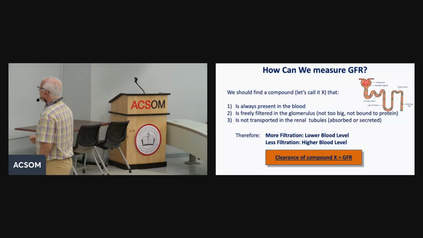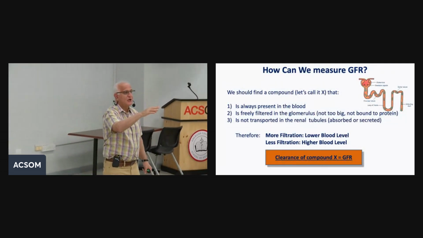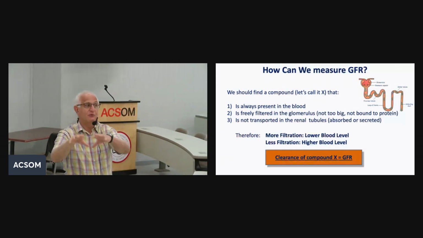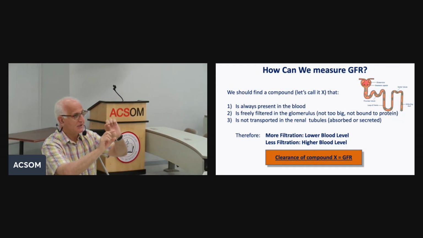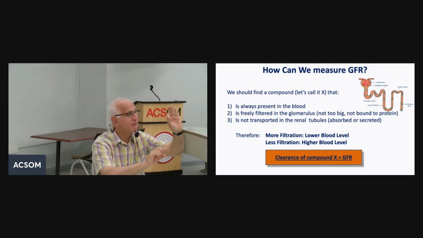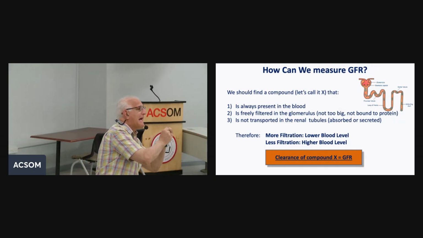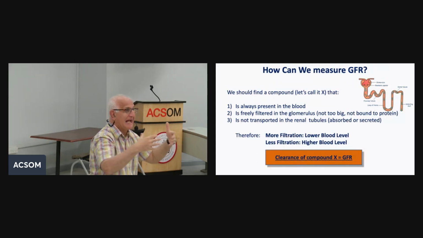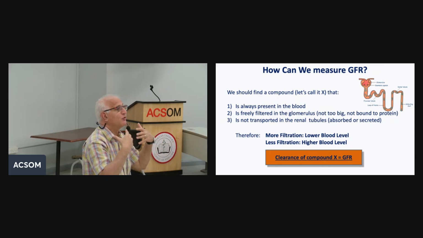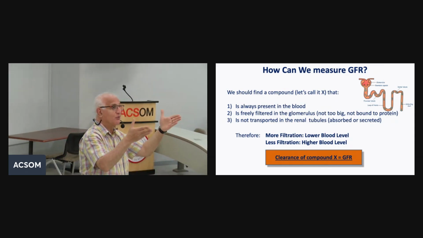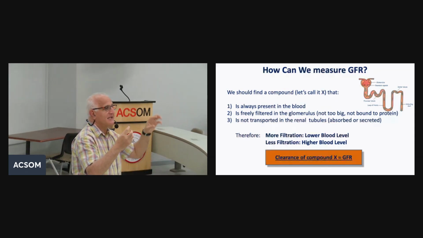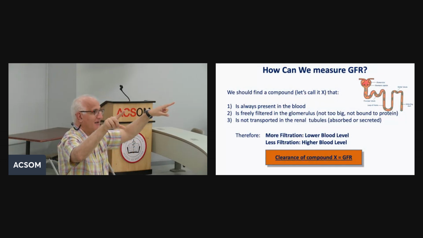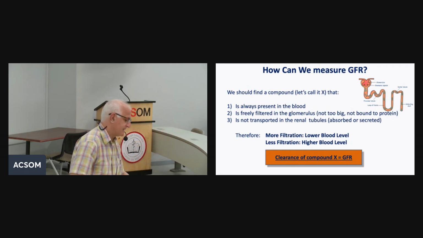Second is that X should be freely filtered in the kidney, meaning that it is moving in the circulation in the blood. When it comes to the kidney, goes to the glomerulus, it should be freely filtered. Nothing should hold it back, right? Because we are going to count on this as the measure of filtration. We want it to be as smooth as possible because we want to see what is in the blood and what is in the urine. The difference would be the filtration, right? So we want it to be filtered very easily.